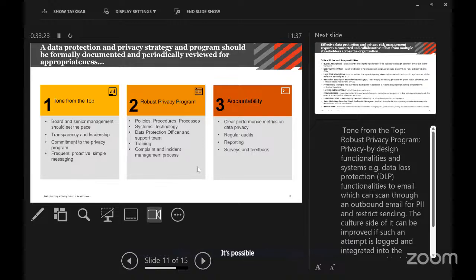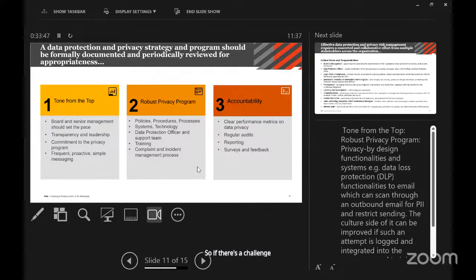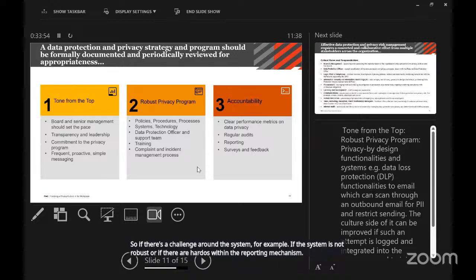It's possible to have policies and a very good program around privacy, but then if you're not checking its viability, if you're not checking its appropriateness by hearing from your staff, by hearing from your stakeholders, then you're probably going to have incidents where they are preventable losses, preventable abuses. So if there's a challenge around the system, for example, if the system is not robust, or if there are hurdles within the reporting mechanism, if there are fields that are not functional, it's important that you have the feedback from the users and respond to that feedback. That will help you to clean up any challenges along the culture and the systems that you have in place.